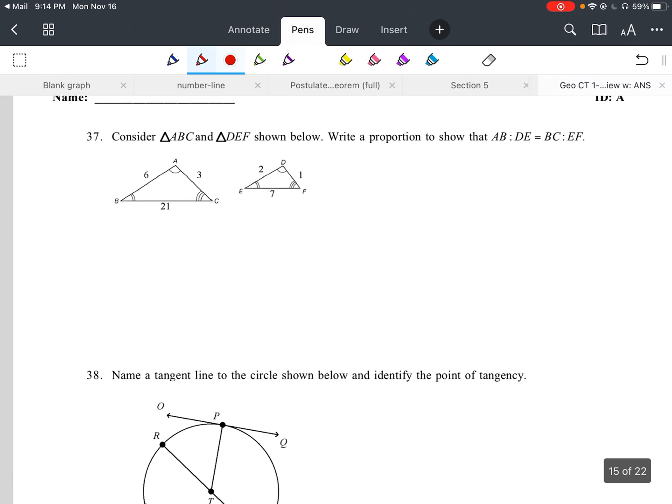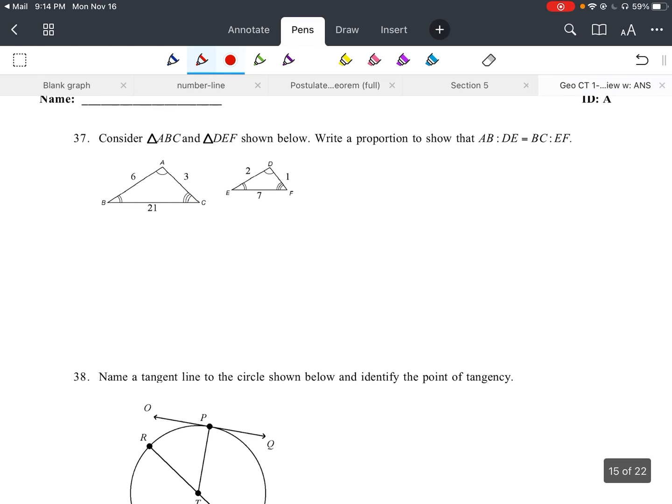Ooh, I can smell it. We're almost there. All right. Write a proportion to show this. Okay, well, AB, so that's 6 is to 2. I'm just going from here to here, just like BC is to EF. So that equals BC is 21, EF is 7. All right, now we'll just cross multiply. This is 42 equals 42, and check. Done. That's all you gotta do with that.